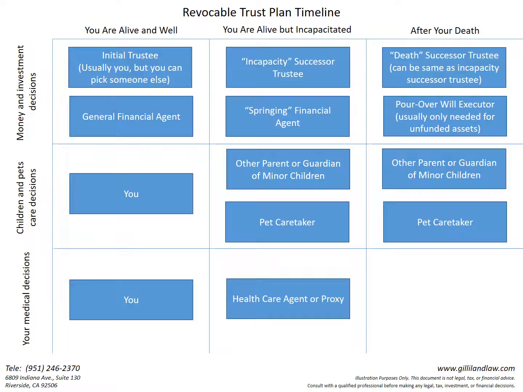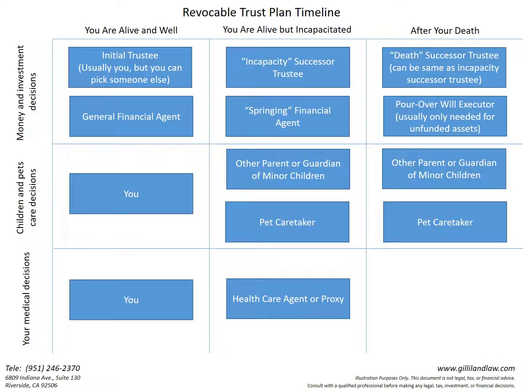But in that second column is where the trust really comes into effect, and where you should really think strongly about your planning. This is where you're alive but incapacitated, so you can no longer make your decisions. You may say, well, who determines if I am incapacitated? Is it a court? Is it the doctors? Is it my spouse? Well, we define that. Your typical revocable trust will define what incapacity means.